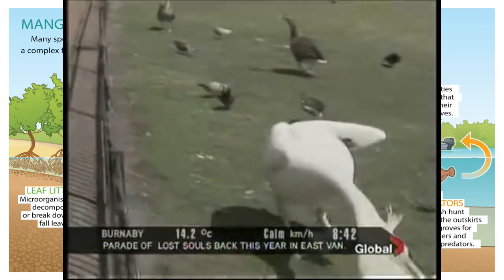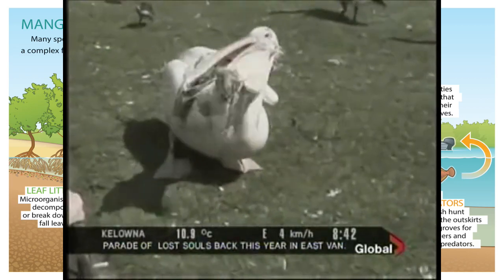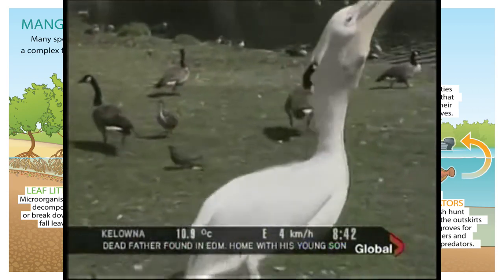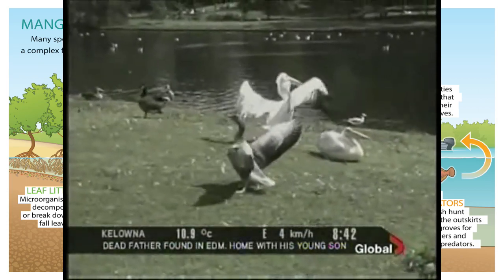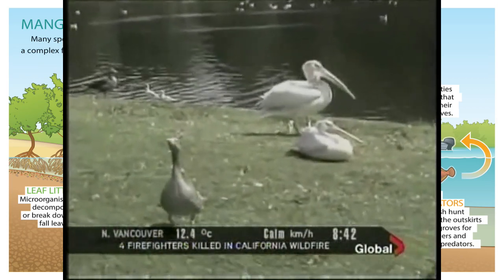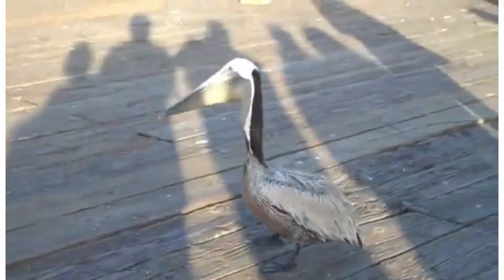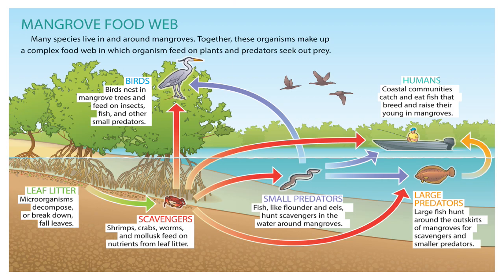You ever see pelicans? The pelicans are very savage. You ever see a pelican grab up something? Anyways, pelicans may also be eaten by crocodiles. So it is the mangrove that started off as the home of these creatures, and then they in turn feed, the whole food cycle business.